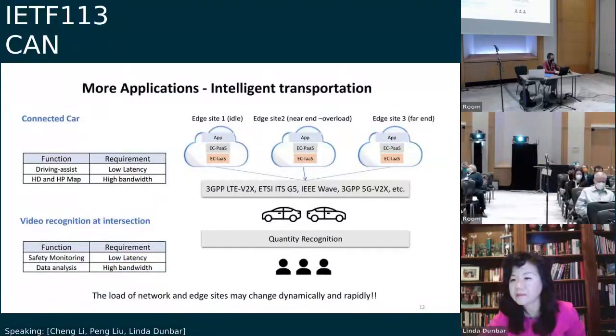Basically, we will have more applications and we need some new solution. So as you can see from here, we have multiple edge sites, 1 and 2 and 3, right? But they have different requirements of the network and of the computing resources, right? So we need to consider both. Okay, Polly is back.